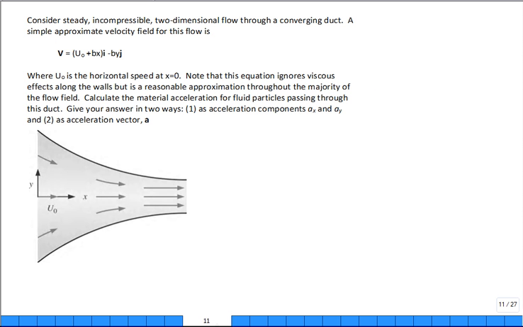Now let's consider a problem here. Consider steady. Anytime you see these words, you do know what steady means, right? Not a function of time. Incompressible. Well, like a liquid, or even a gas with small pressure variations, you can approximate it as incompressible. 2D, so we have an x coordinate and a y coordinate. Where is the origin of the coordinate system they've shown on this illustration? Is it right here? Right there? That's what the origin is.